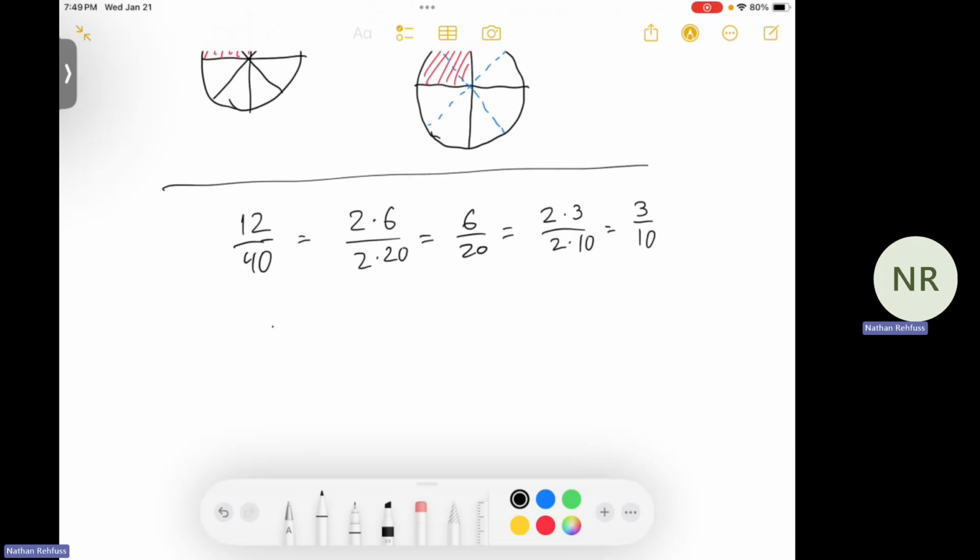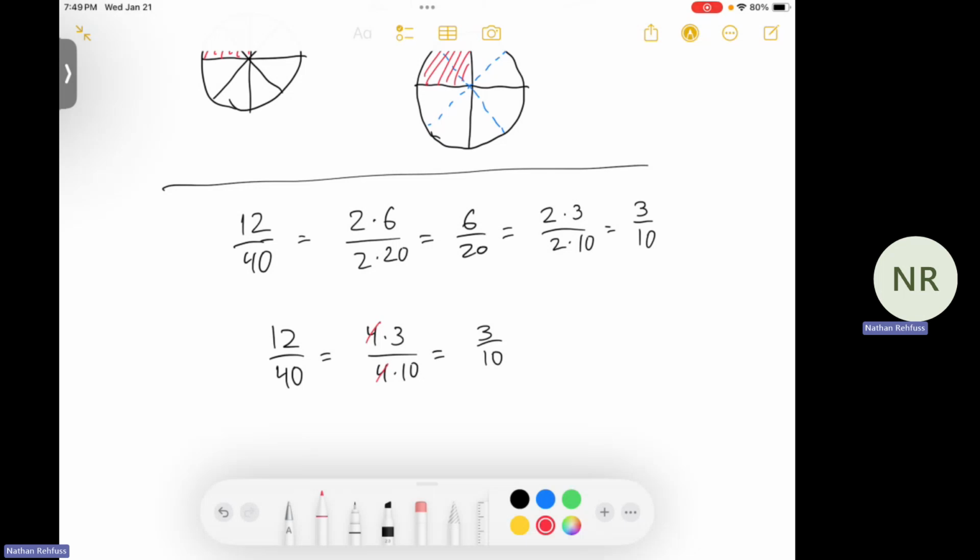If you spotted it right away, you might have noticed that 12 and 40 are both multiples of 4. 4 times 3 over 4 times 10. So our final answer should be 3/10. That way's a little bit faster.